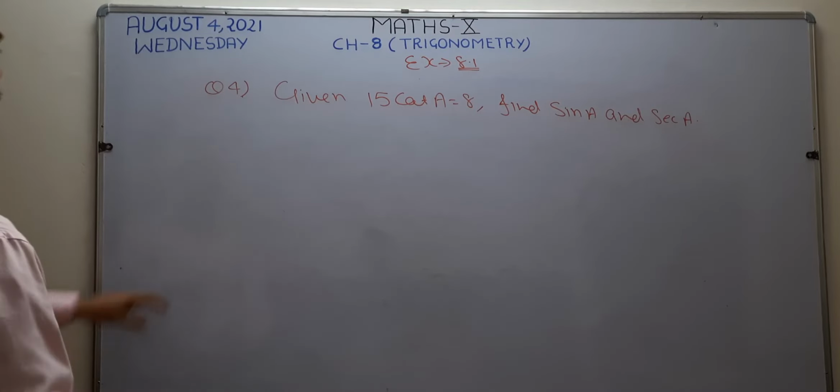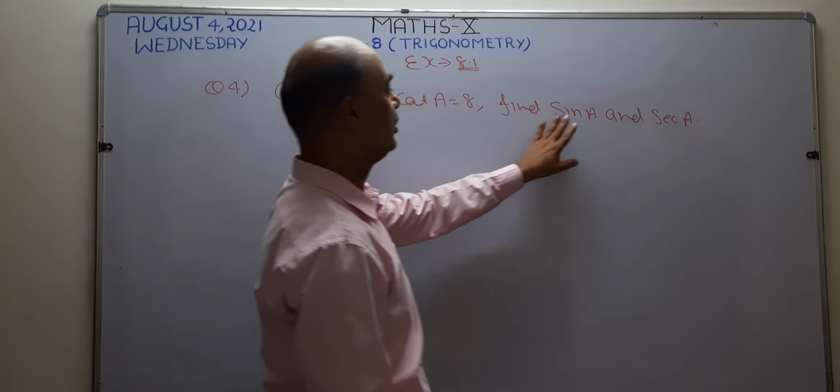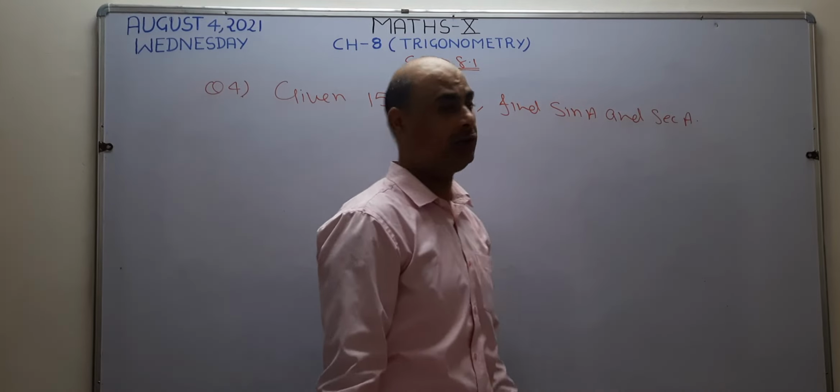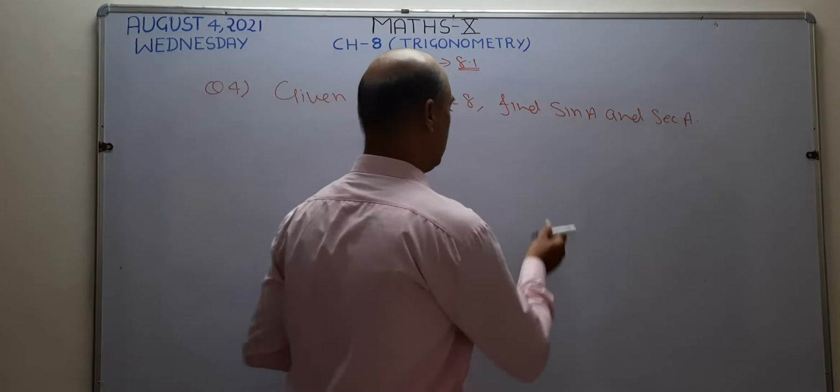Now we are going to solve question number 4 of exercise 8.1. See what is given. 15 cot A equals 8. Find the value of sine A and secant A. In this question we are going to find the value of sine A. How do you find the value of sine A? Formula is P by H. How do you find the value of secant A? Secant is the reciprocal of cos. Cos is B by H. So this becomes H by B.